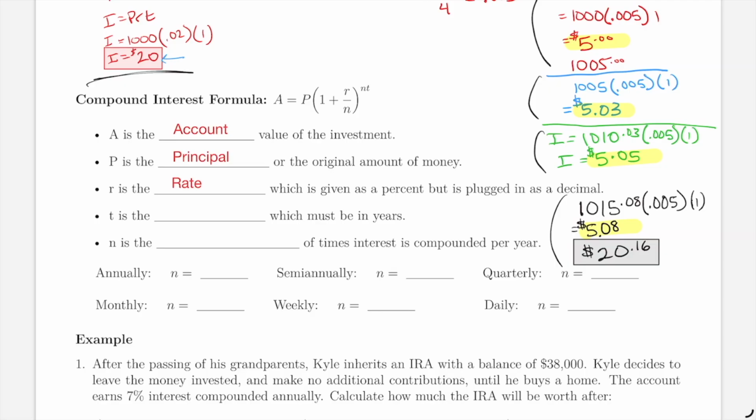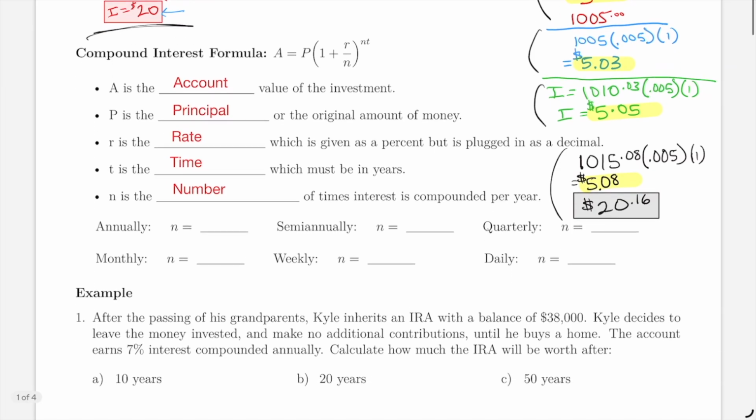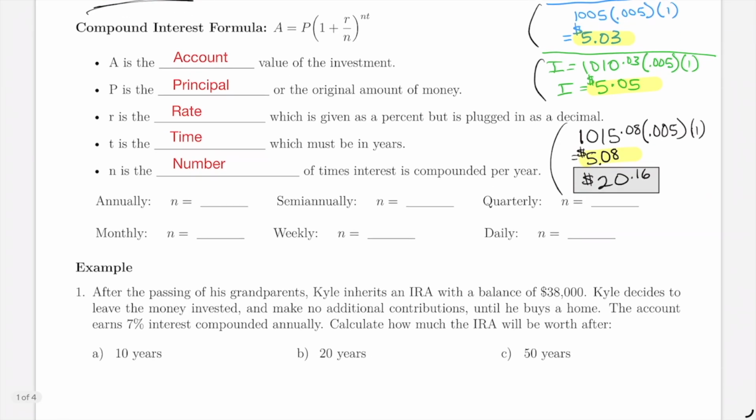R is our rate. It should always be expressed as a decimal. And then T is our time, which we're going to be using in years. N is the number of times the interest is compounded per year. These are things that you should memorize. They should kind of make sense, though, because annually just means one time per year. Semi-annually, that means every half year. So in other words, you'll do that 2 times per year, right?